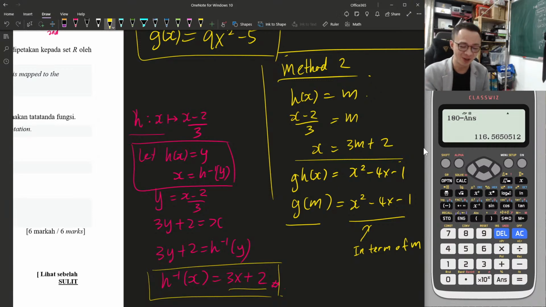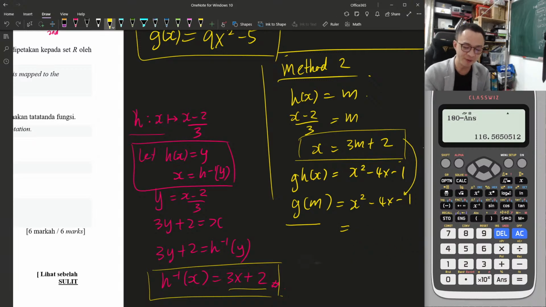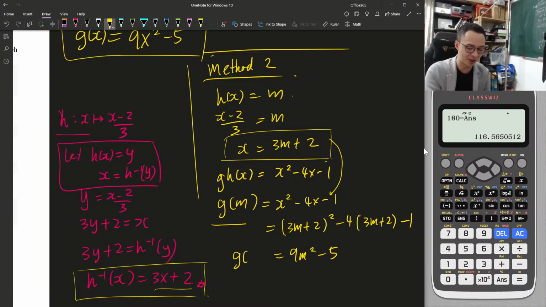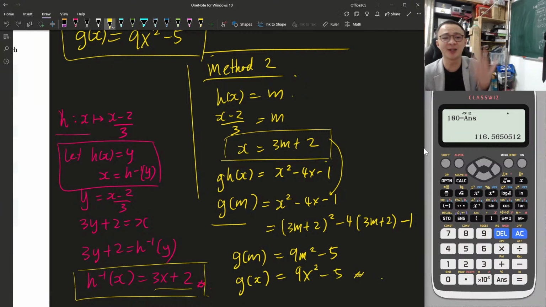So what I want to do is, on the top here, I have an equation with x in terms of m. So I can sub into here to get it in terms of m. So you should be able to see this is what happened. We will get (3m plus 2) squared minus 4 times (3m plus 2), minus 1. Then we get back to the question just now. So we'll get 9m squared minus 5 for g(m). If I want to find g(x), it will be 9x squared minus 5. So eventually I get back the same result, but this is just the second method.